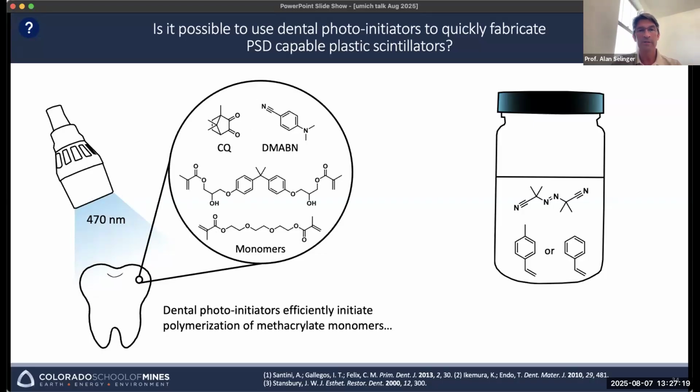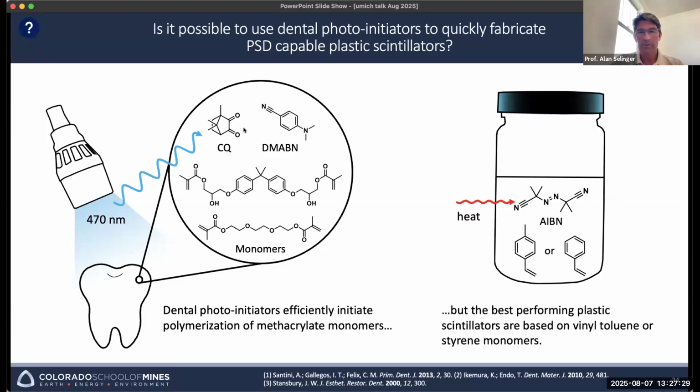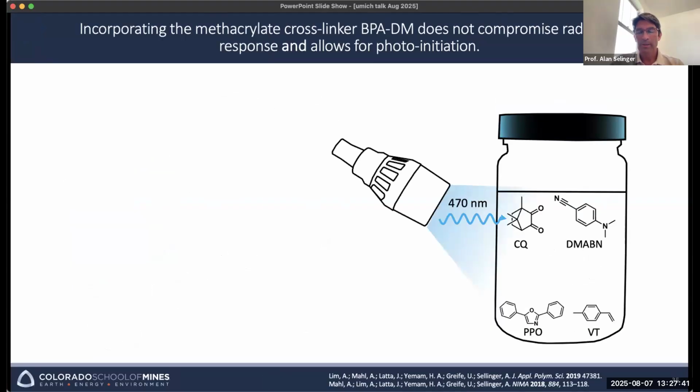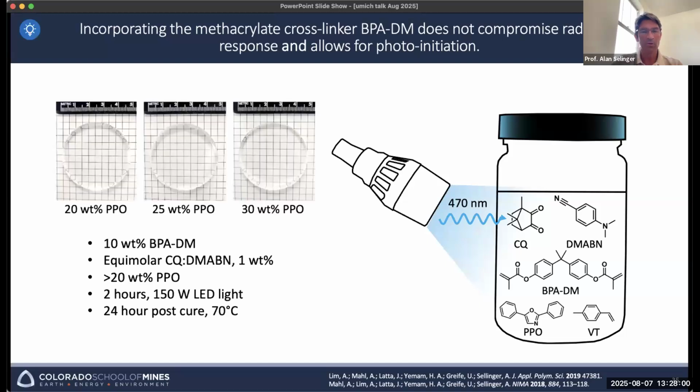And so we wanted to take advantage of this known process to see if we could make it work for making scintillators. So the light comes in, it makes radicals in the same way it does the polymerization. So it differs because now you're using photons rather than heat to initiate and propagate the polymerization. So we just replaced all of the materials that would otherwise be used in dental composites with our materials. So some kind of a dopant, some kind of a vinyl toluene, and the photoinitiators. So first thing was that we were able to do this.